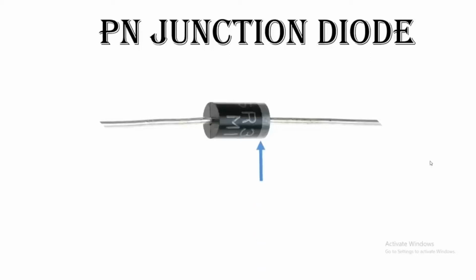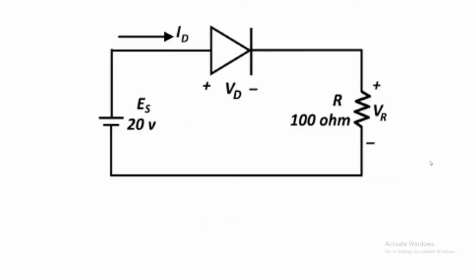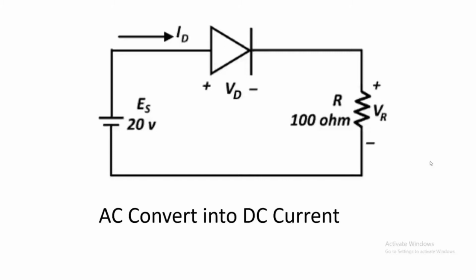Here you can see there's a sign which indicates the negative side, while the other side is positive, which means there are two terminals. The symbol of this diode looks like this. One side is called the anode, while the negative side is called the cathode. Here you can see we are using this diode in the circuit like this. This diode converts the AC current into DC current.